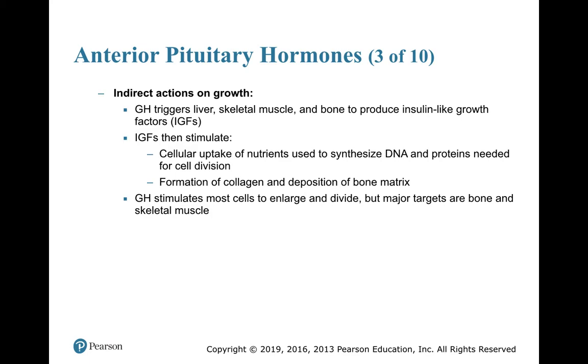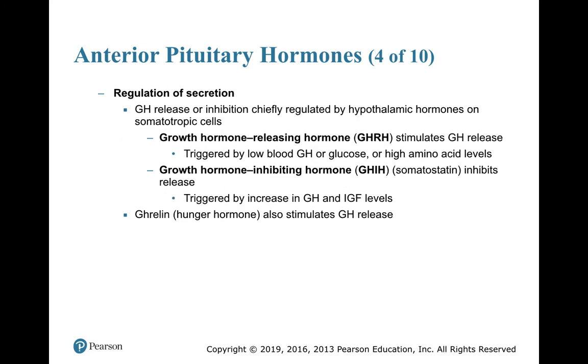Growth hormone stimulates most cells to enlarge and divide. The major targets of growth hormone, though, are bone and skeletal muscle, which will enlarge and divide in response to growth hormone. Its secretion is regulated by growth hormone releasing hormone, GHRH, which would stimulate the release. That would be produced in response to low blood growth hormone or glucose levels or high amino acid levels.